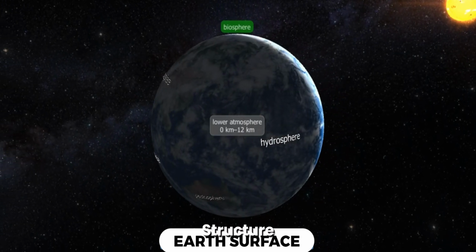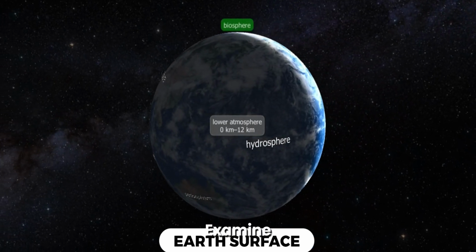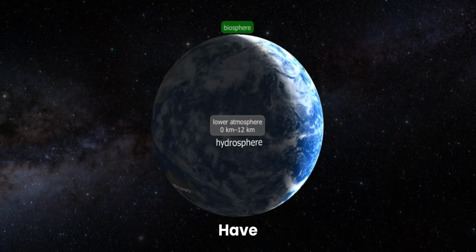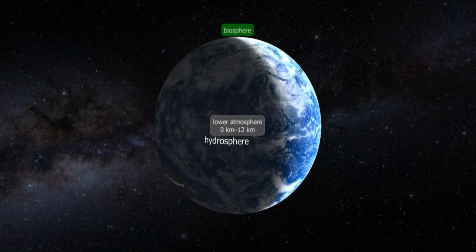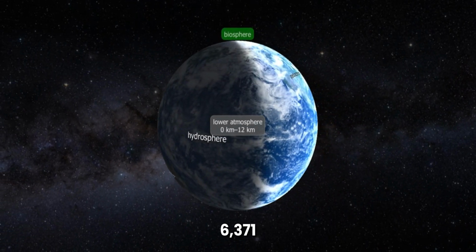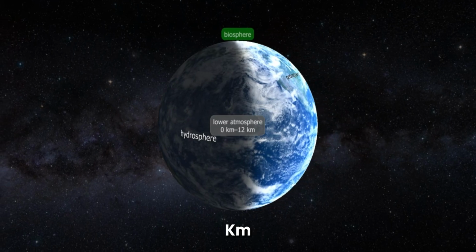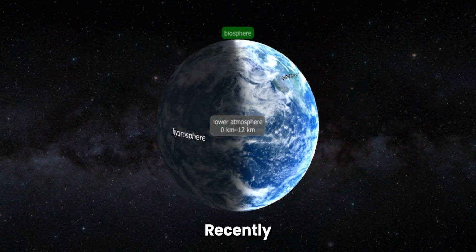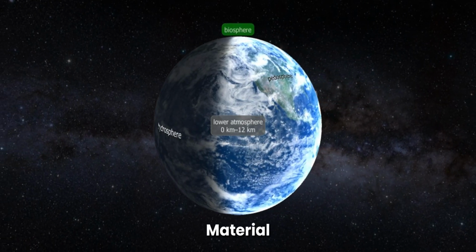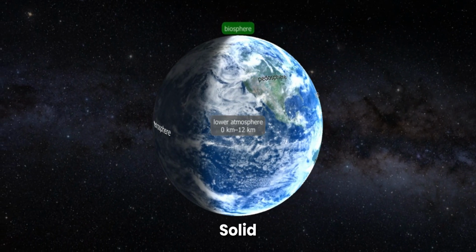The interior structure of the Earth is difficult to examine. Even the most ambitious efforts to penetrate the Earth have barely scratched the surface, reaching only a few dozen kilometers out of a total radius of 6,371 kilometers. Until recently, volcanic eruptions have provided the only proof of the molten material concealed beneath the Earth's solid crust.